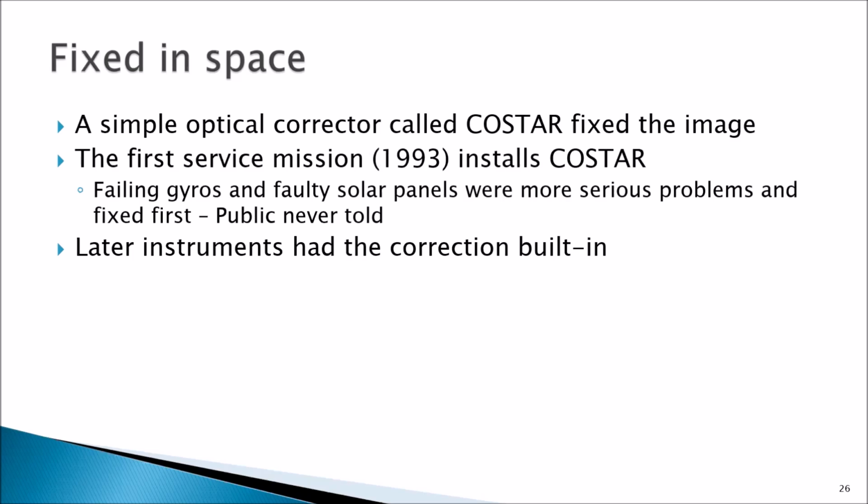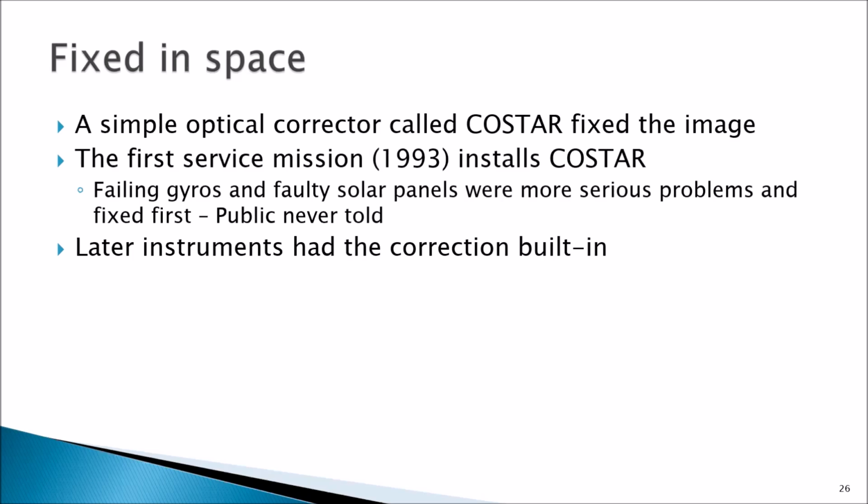There were some gyros built by Lockheed that had been failing. And they were failing to the point where if one more failed, the telescope would have been out of control. They would no longer be able to point the telescope. So that was vital that they change out those gyros.